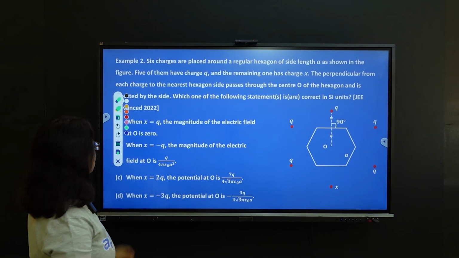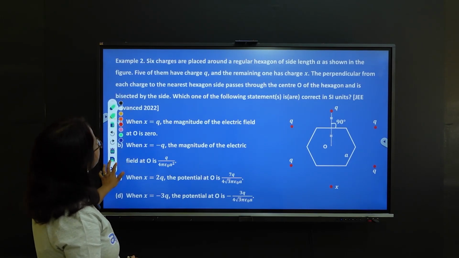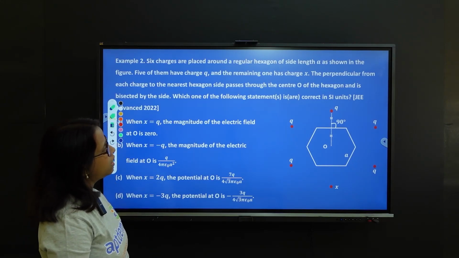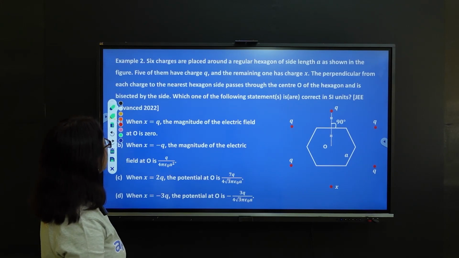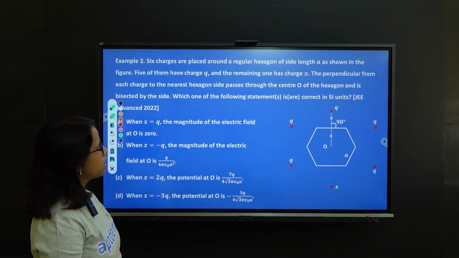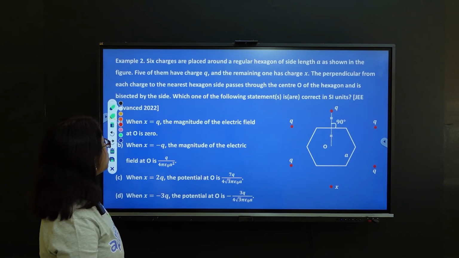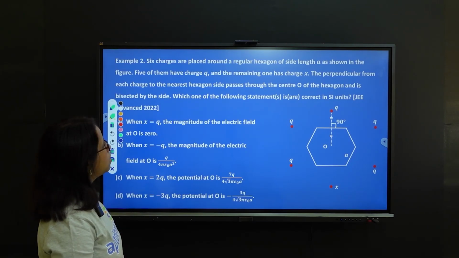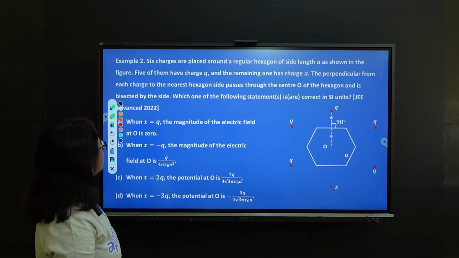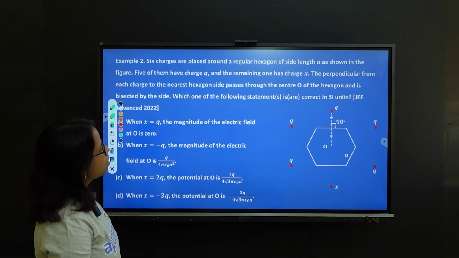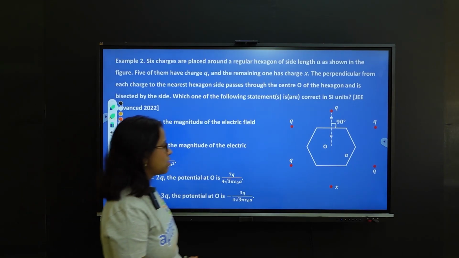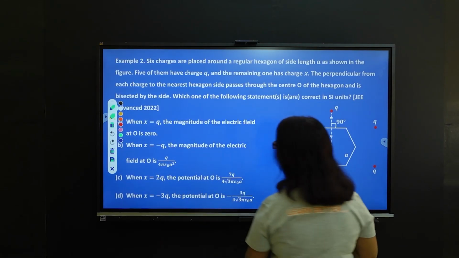Now 6 charges are placed around a regular hexagon of side length A as shown in the figure. 5 of them have charge Q and the remaining one has X. The perpendicular from each charge to the nearest hexagon side passes through the center O of the hexagon and is bisected by the side. Which of the following statements are correct in SI units? So have a look at the diagram.